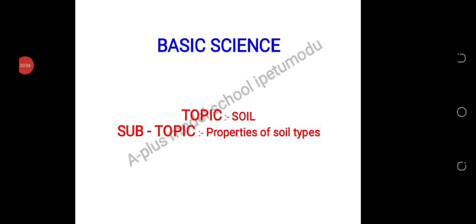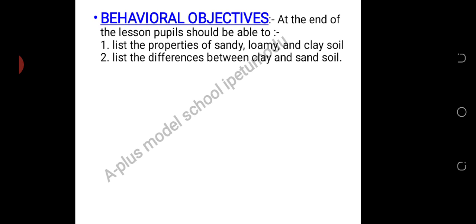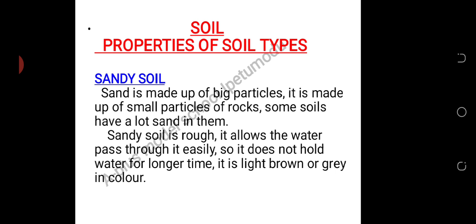The subject we are having now is social study. Last week we talked about the meaning and types of soil, but today we will be discussing the properties of soil types. Behavioral objectives: at the end of the lesson, pupils should be able to: 1. List the properties of sandy, loamy, and clay soil. 2. List the differences between clay and sand soil.